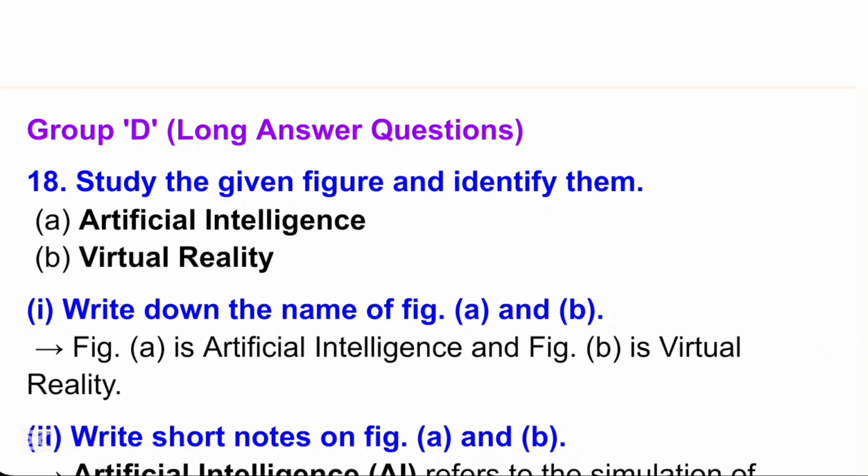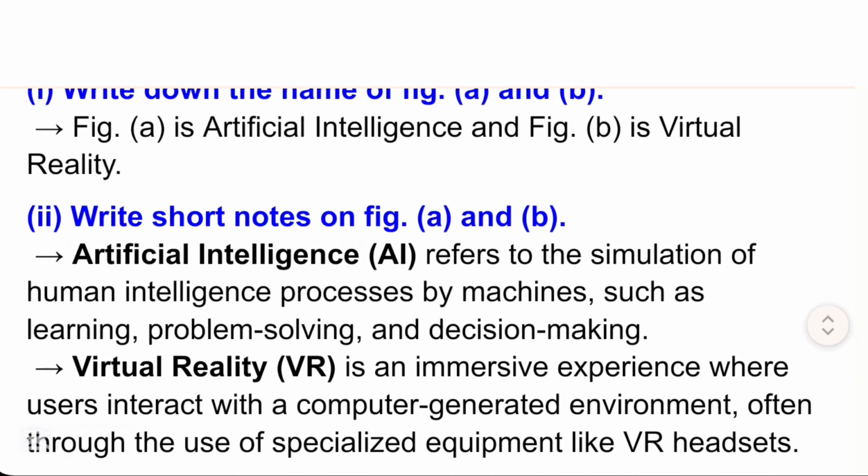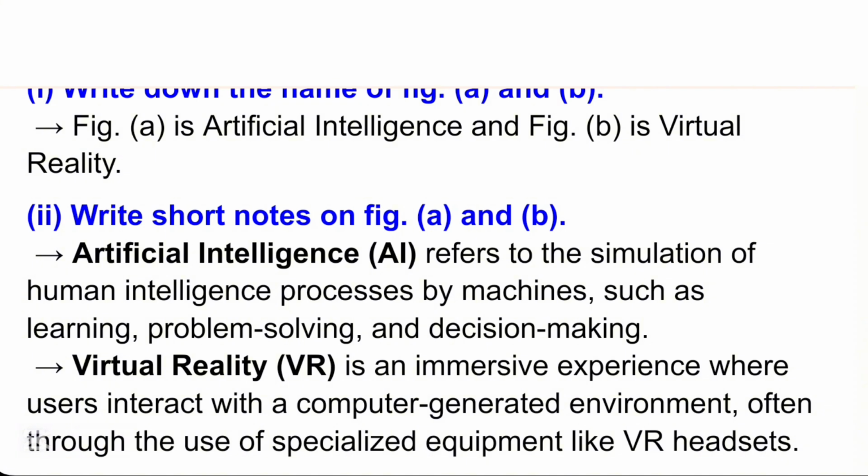18. Study the given figure and identify them. A. Artificial intelligence. B. Virtual reality. A. Write down the name of Fig. A and B. Fig. A is artificial intelligence and Fig. B is virtual reality.